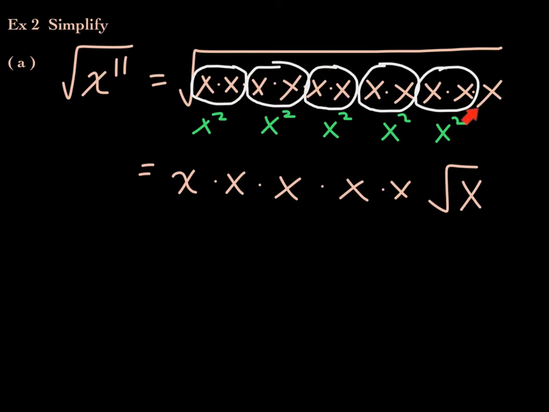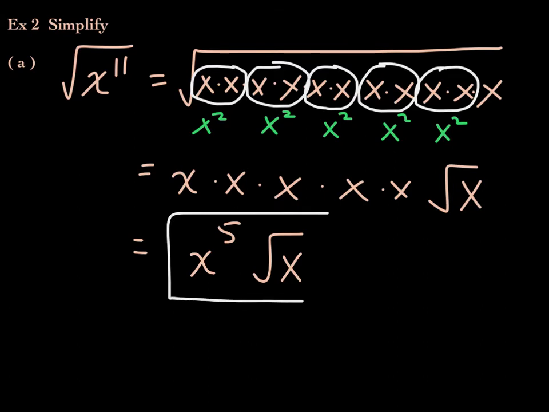A little loner there. Now on the outside of the radical, you have x times x times x times x times x. You have 5 of them. So in other words, x to the 5th power times the square root of x. All right, this is the final answer. This is the final simplification for this expression.